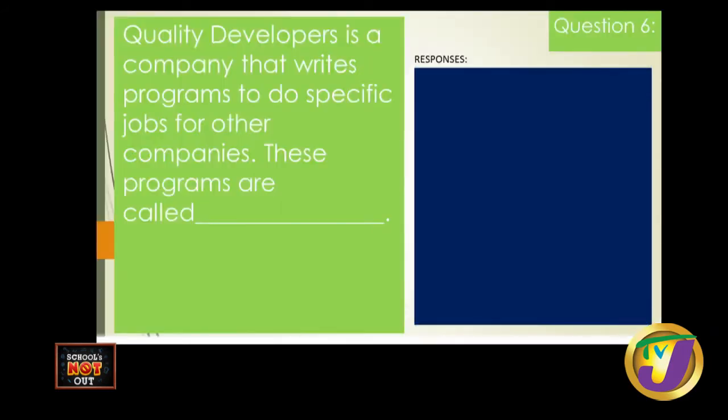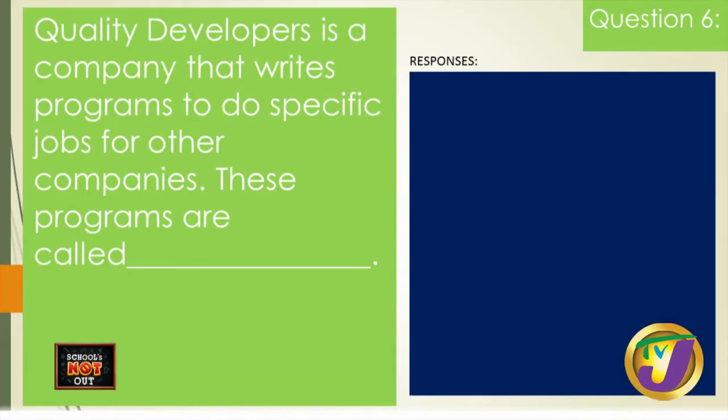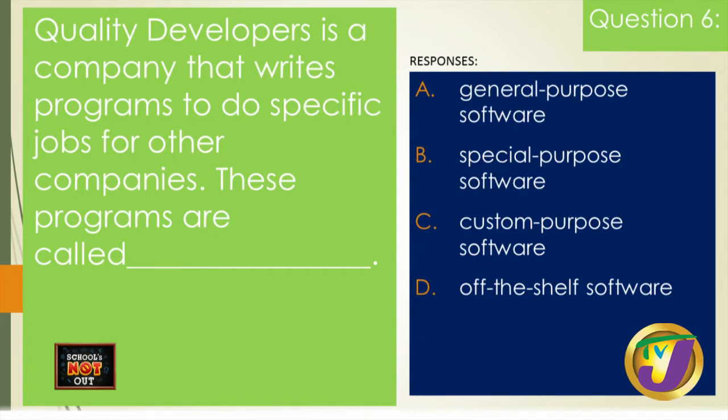All right? Question 6. Quality Developers is a company that writes programs to do specific jobs for other companies. These programs are called general purpose software, special purpose software, custom purpose software, off-the-shelf software. Now, again, as I said before, many of these you can immediately eliminate. For one, you can eliminate off-the-shelf software because this organization is creating software specifically for another organization and for a specific job. So off-the-shelf could never be it.